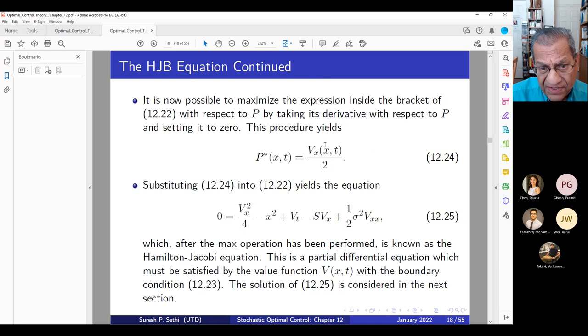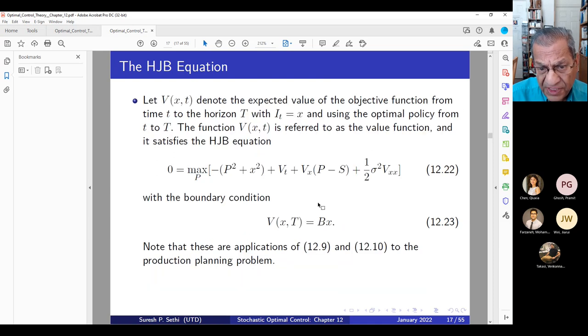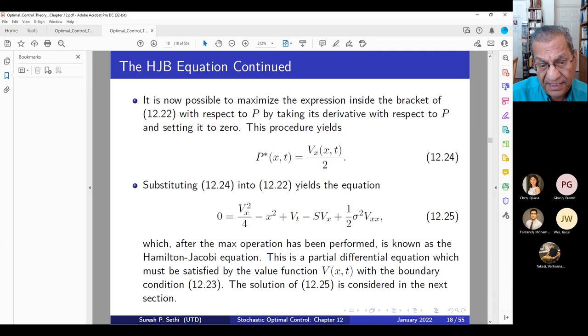So once I have this, I can substitute that for this P here and a P here. And I can remove the max because I maximize over P already. And what I get is this equation. This equation is a partial differential equation in V. You see V sub T, V sub X, V sub XX.